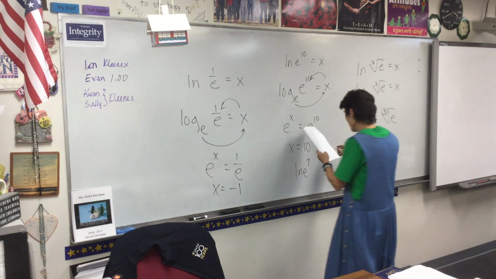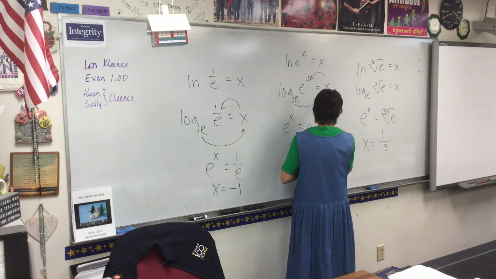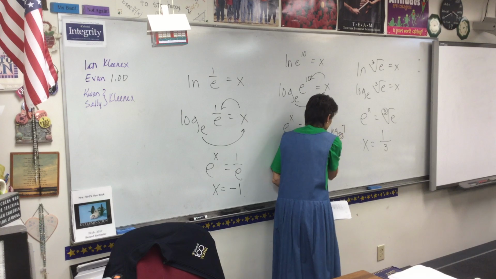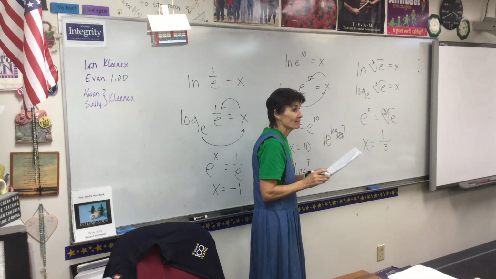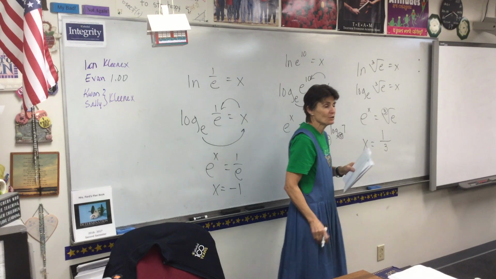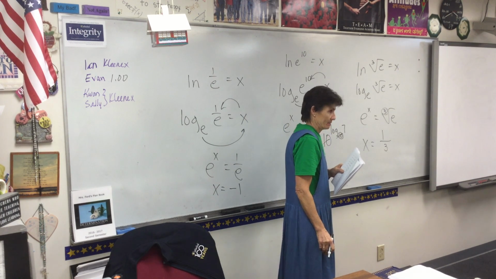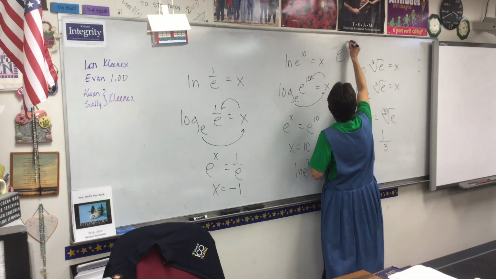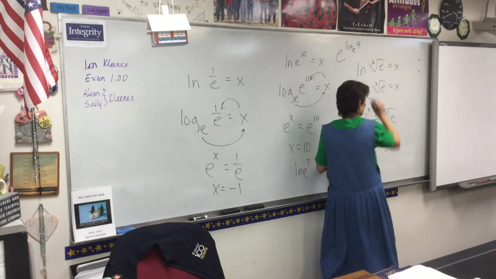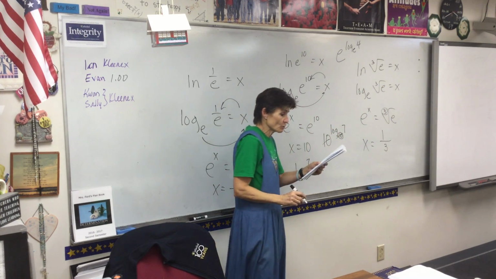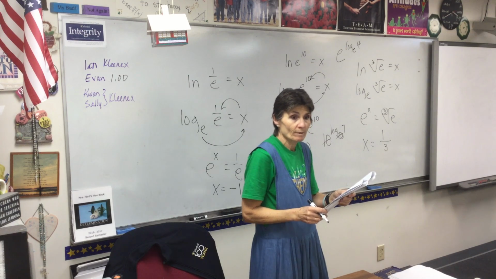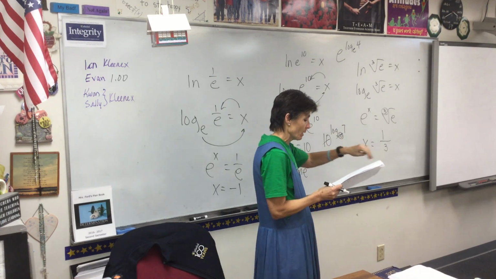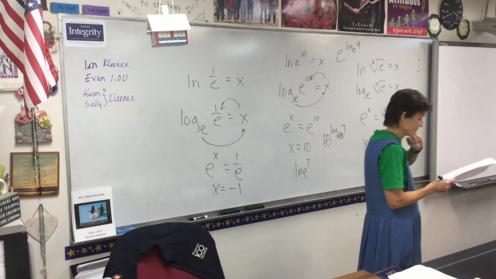7. Because remember, when you see the log, the base is 10, right? There's an understood 10 right there. So the answer is 7. What about 22? What's the answer to 22? 4. Because that is e to the log base e of 4. So the answer to 22 is 4. So 22 is 4, 23 is 11, 24 is 7, and 25 is 7.